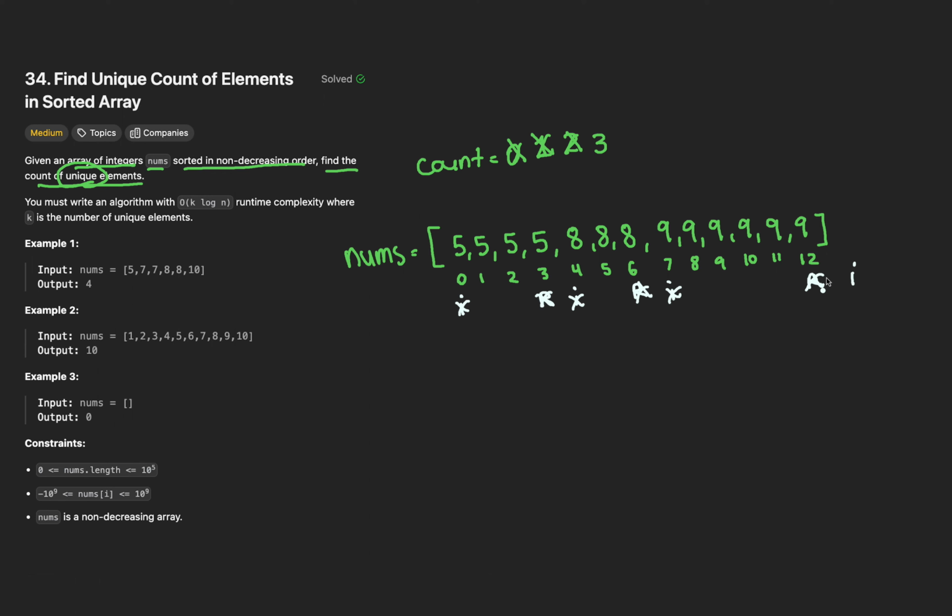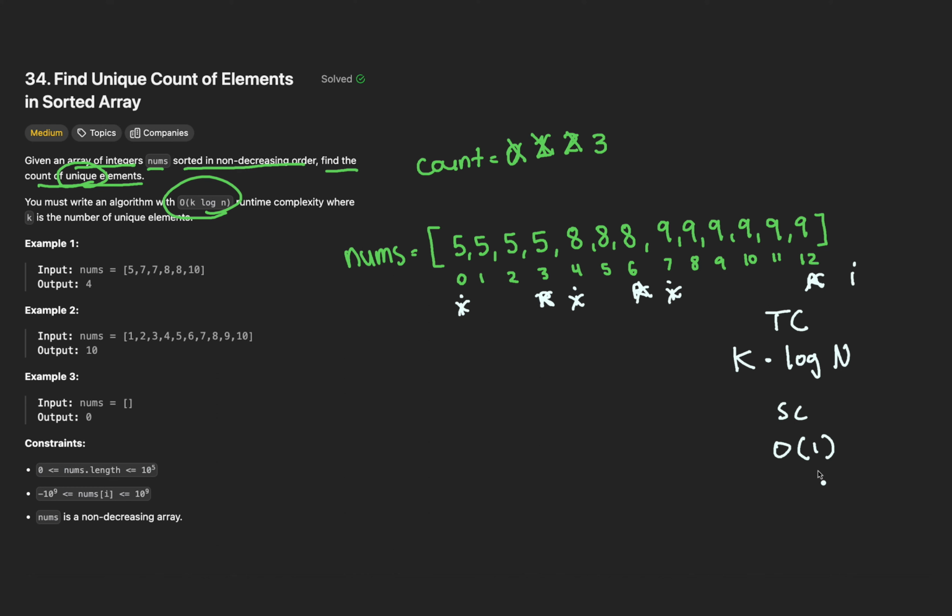On the next iteration, however, I has exhausted every single element. We're done. We not only have our answer of the 3 unique elements, but we also ran our binary search of log n 3 times, or in other words, k times. We achieved the time complexity that we set out to accomplish. The space complexity is still big O1 since we only used fixed variables.